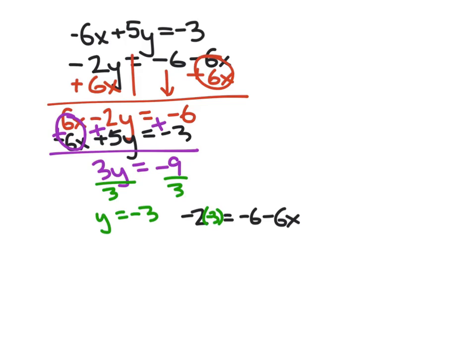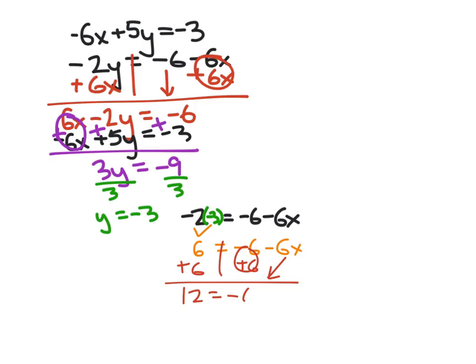So, say negative 2 times negative 3, that's 6. So we got 6 equals negative 6 minus 6x. And then I would get rid of that negative 6 by adding 6 to both sides. So that zeroes that out. 6 plus 6 is 12, which equals, I'll drop this negative 6x right there, and then divide both sides by negative 6. So that gives us x equals negative 2.